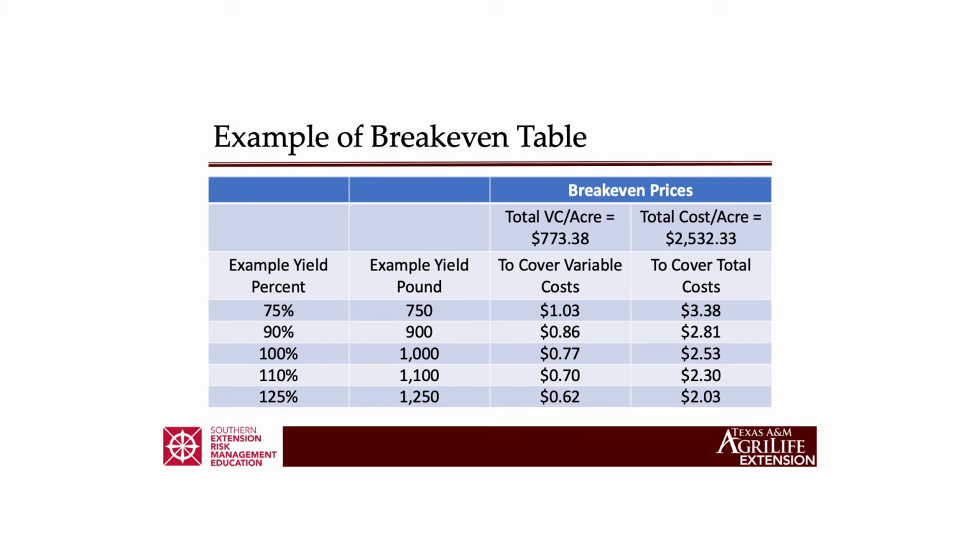For instance, if we assume that our total production is going to be 75% of normal production, maybe with lower rainfall, we could assume that we're going to have 750 pounds of yield of a given product. That means that our price to cover our variable cost is going to go up to $1.03 per pound. To cover total costs, we would need $3.38 per pound. So you can see that as production decreases, break-even prices increase because we have less product to sell.